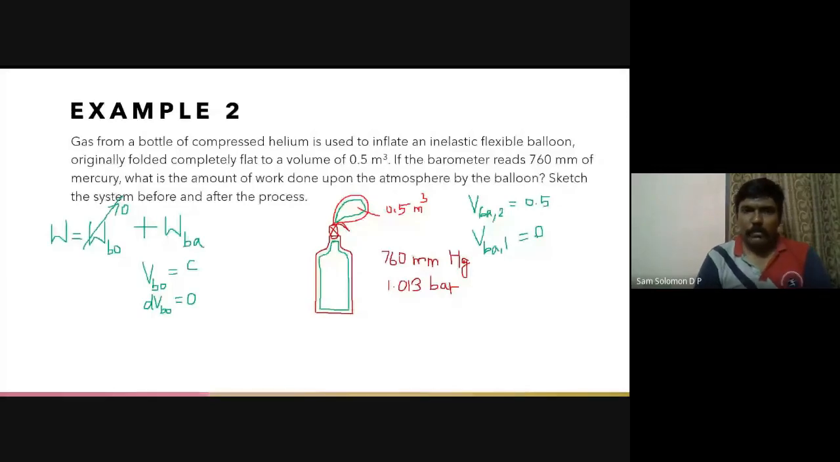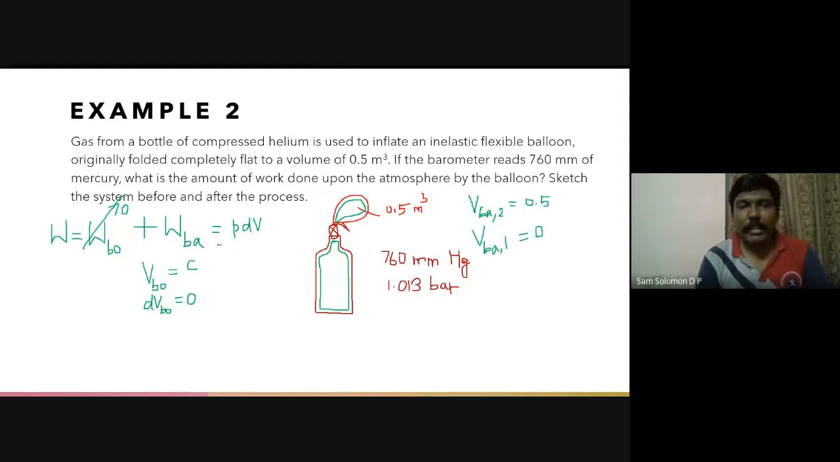And for P, the atmospheric pressure, they have not mentioned that the pressure is very high, or that there is a difference in pressure between the atmosphere and the air inside the balloon or the bottle. Because nothing is mentioned, we can assume that the pressure inside and outside the bottle are the same. Both are atmospheric pressure. So in such a case, your W will simply be P into dV. So it is going to be a constant pressure process. So P into dV, where dV in this case is 0.5 minus 0.